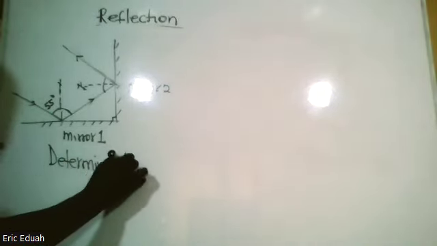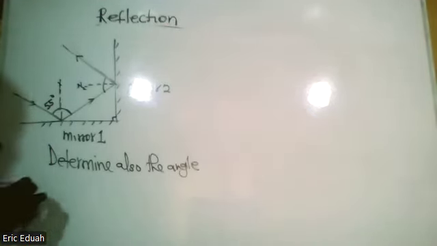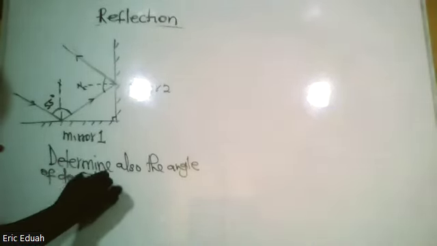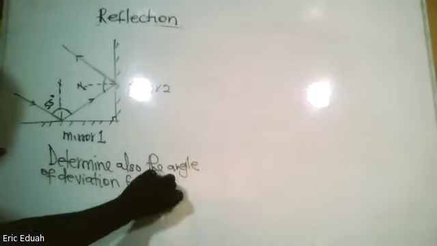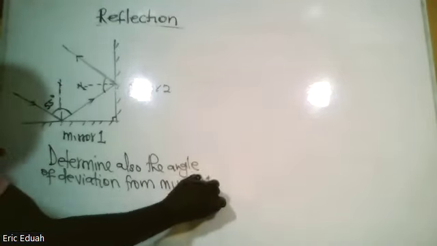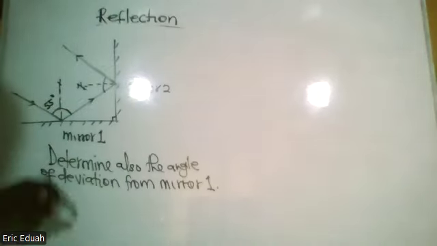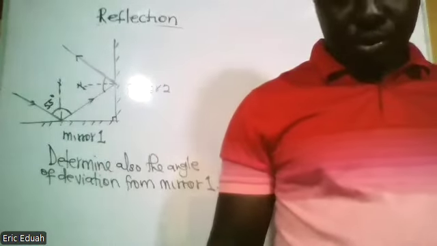Determine also the angle of deviation from mirror 1. Start work. So you are answering two questions: you are determining the angle of incidence on mirror 2 and also the angle of deviation from mirror 1. Five to six minutes, must do.